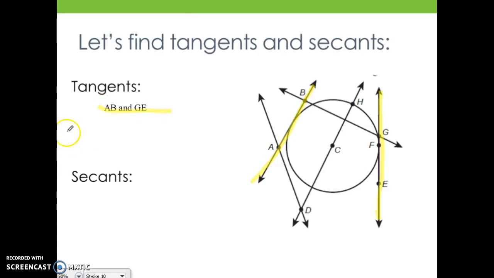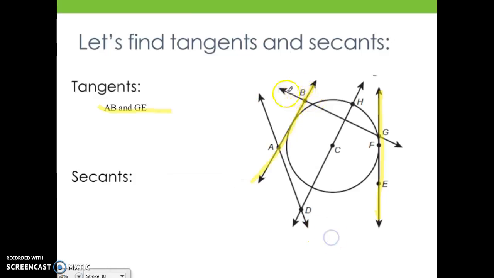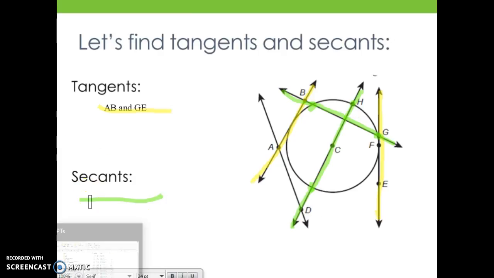And secant lines are lines that intersect a circle at 2 points. So look at the other two lines. We've got BG, it intersects here and at point G. And we also have DH, which intersects at H here and some other point right here. So our secant lines are BG and DH.